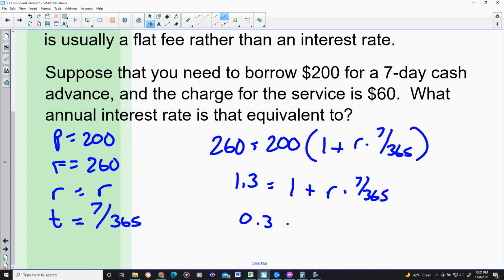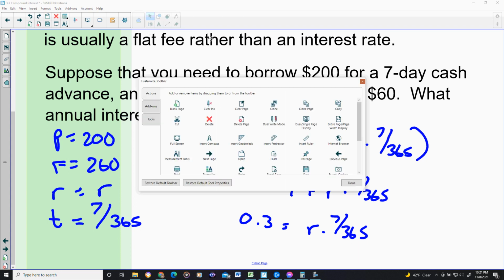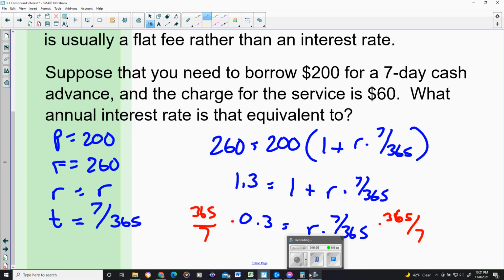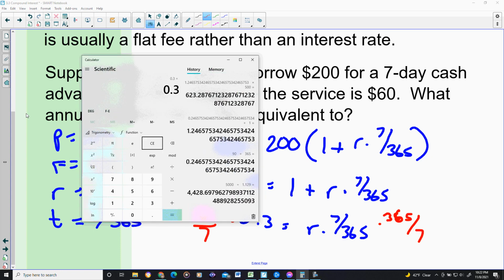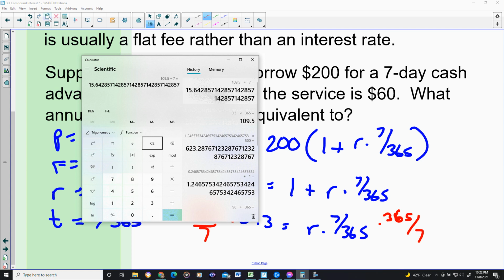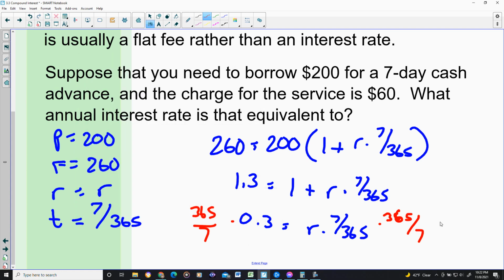Subtract the 1. And then finally, how do you get rid of a fraction? Well, you get rid of a fraction by multiplying by the reciprocal, 365 over 7, and on this side, 365 over 7. So basically all I do is I take 0.3 times 365, divide by 7, and I get 15.6429.